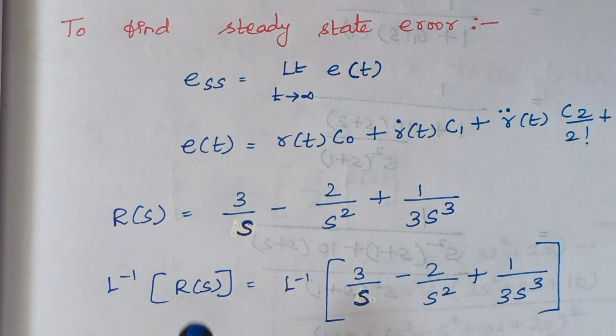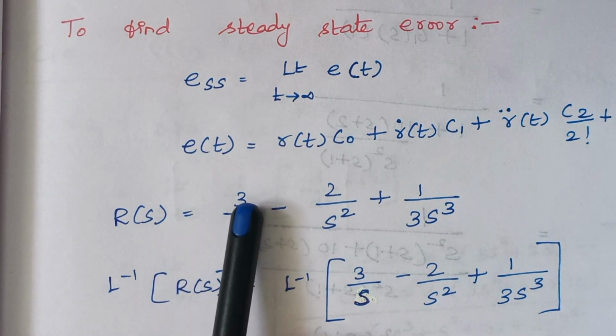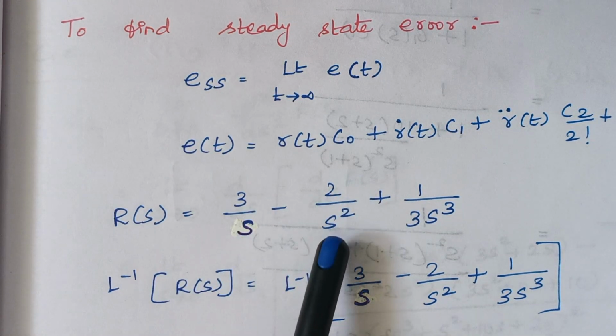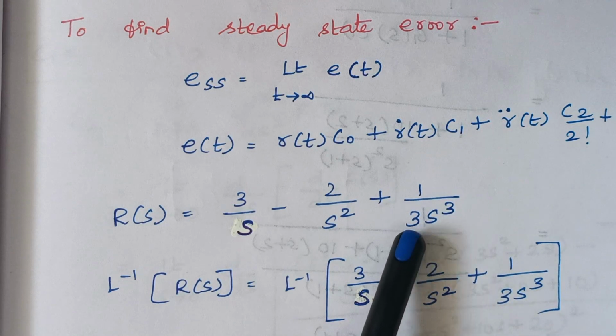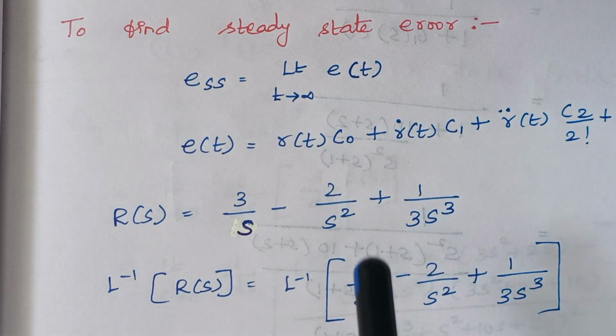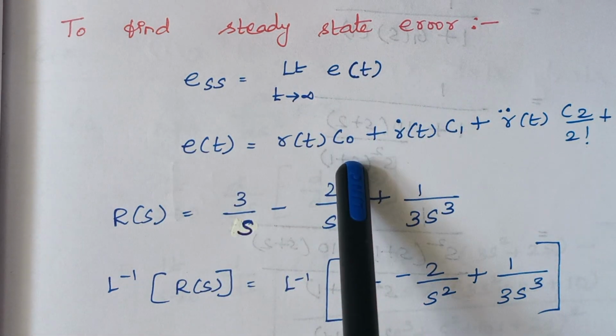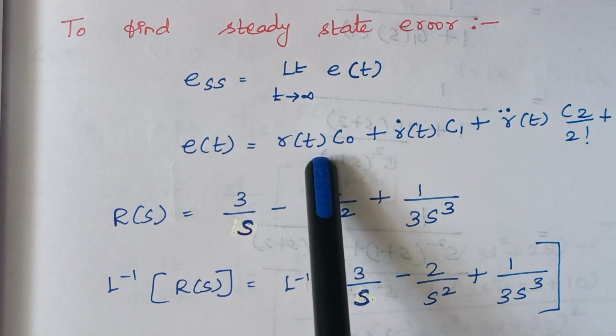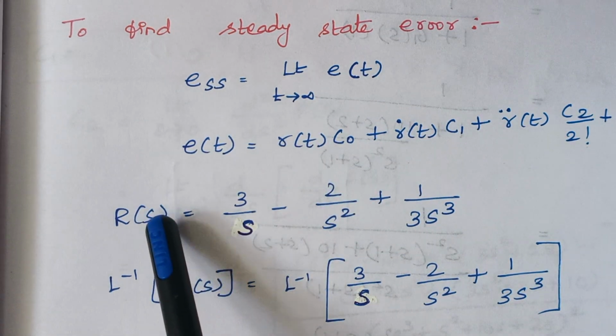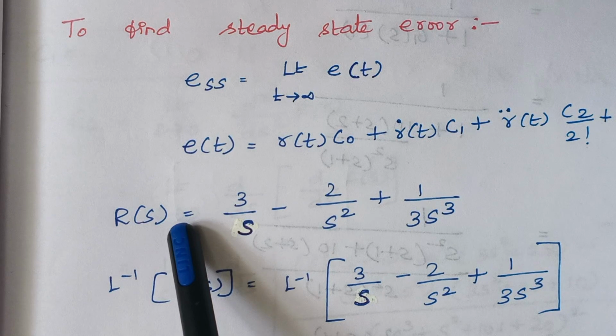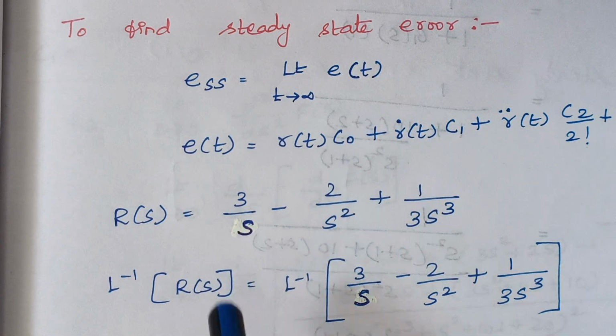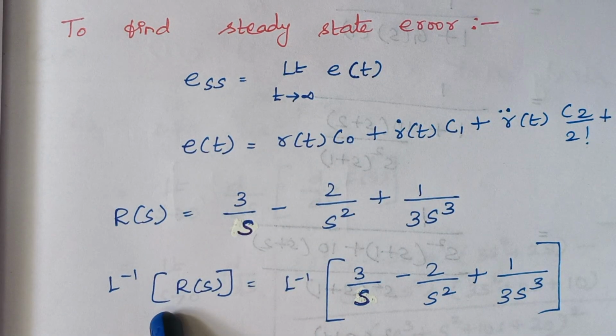Right. Here the value of R of s is given as 3 by s minus 2 by s square plus 1 by 3 s cube. Right. So when you look at the formula, we are in need of r of t, right? But what we have is R of s. So from this R of s, we need to find r of t. So just take inverse Laplace transformation. So when you apply inverse Laplace transformation, what happens?